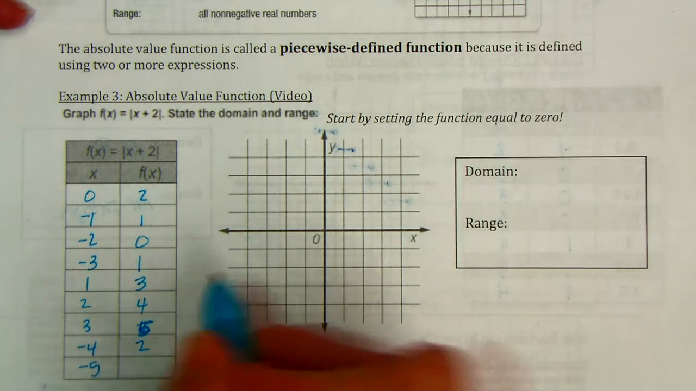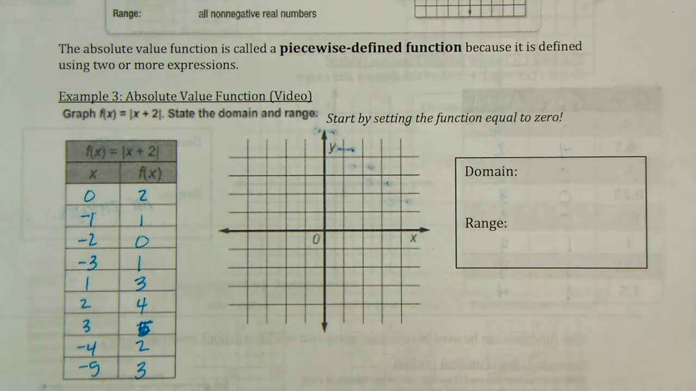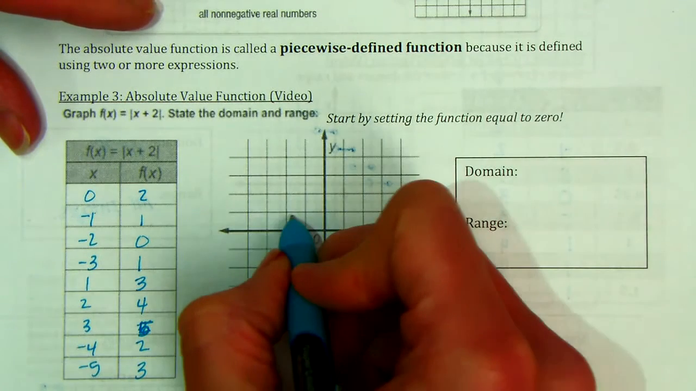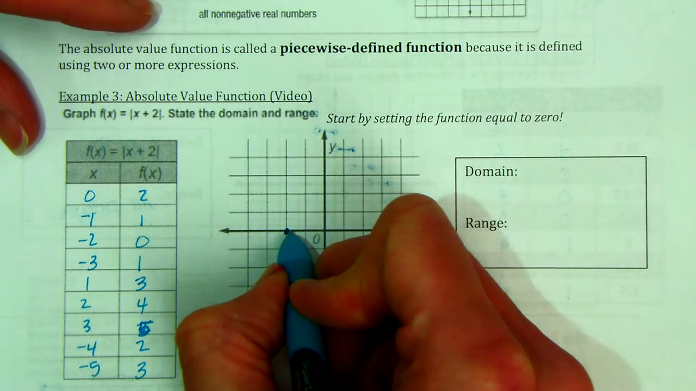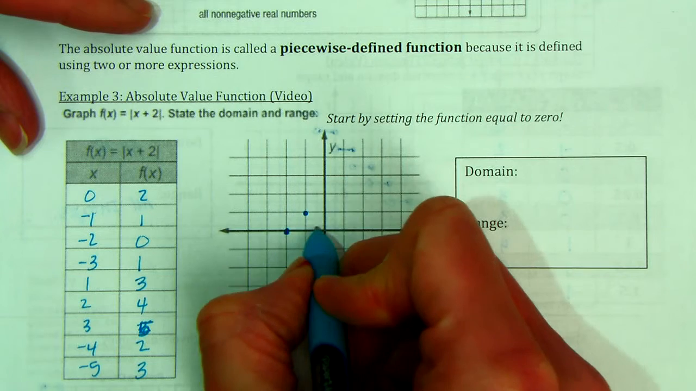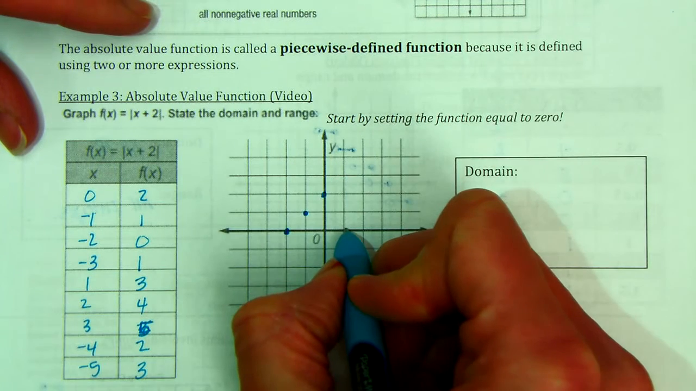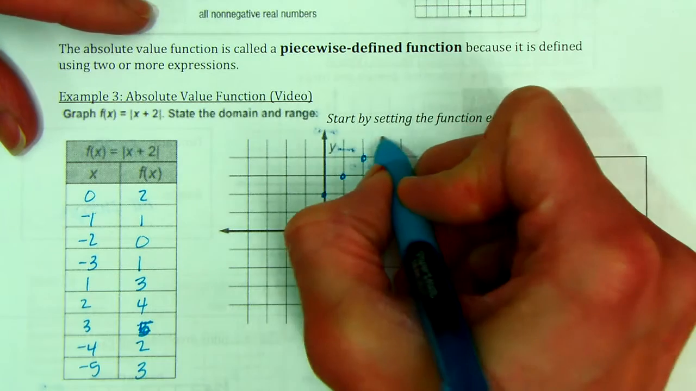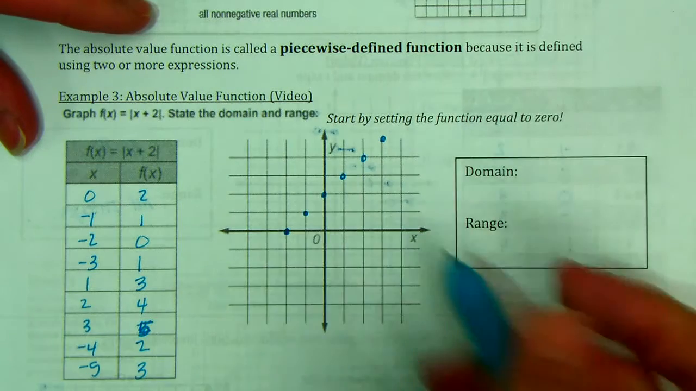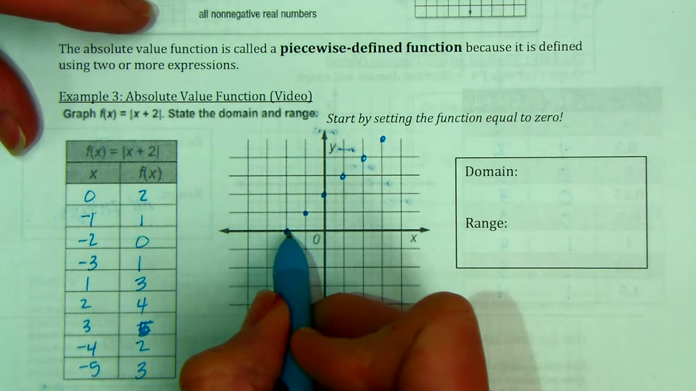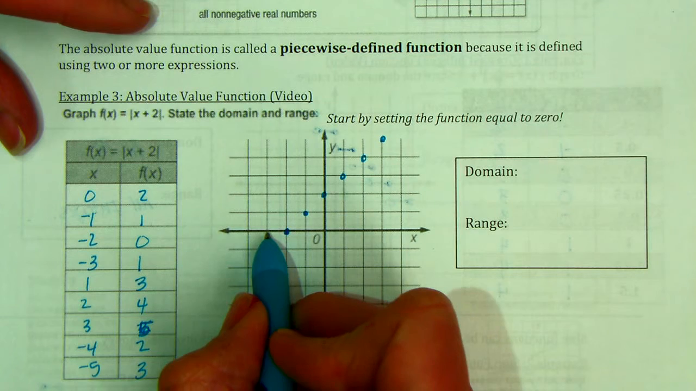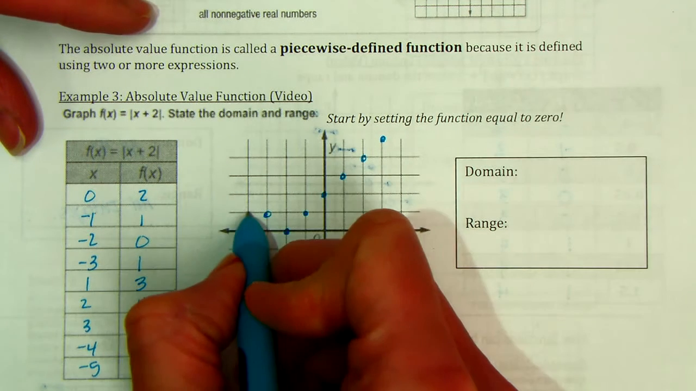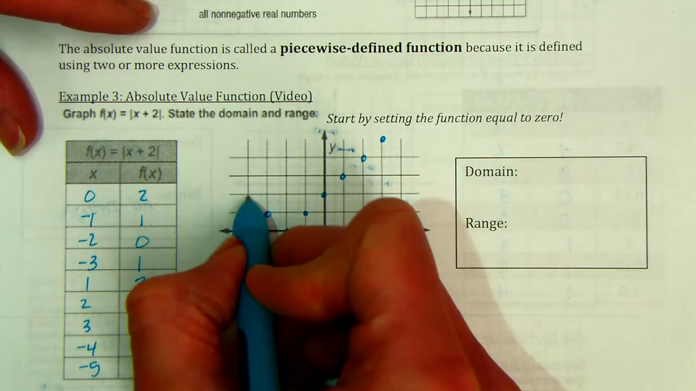-2, 0. -1, 1, 0, 2. 1 is going to be 3. 2 is going to be 4. 4 is going to be 5, and so on and so forth. And on the other side, -3 is 1. Negative 4 is 2, and negative 5 would be 3, and so on. So this is what it looks like.